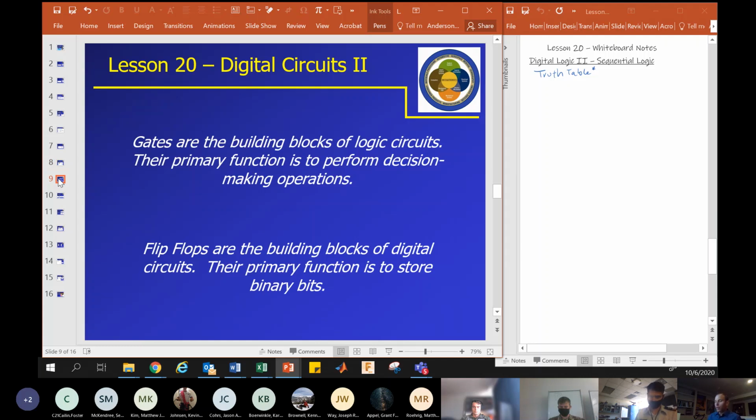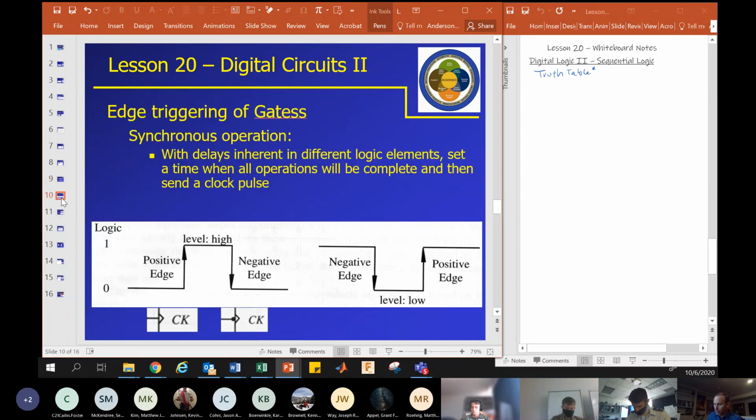Moving on here. Okay, so last lesson we talked about simple logic gates. They're the building blocks of logic circuits, and they do decision-making operations. Flip-flops are an extension of gates. They include gates, and their function is to store information and basically give us the ability to have memory with our devices.